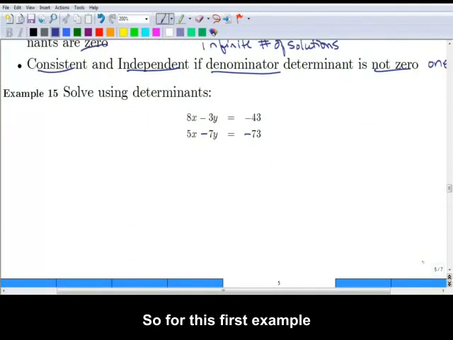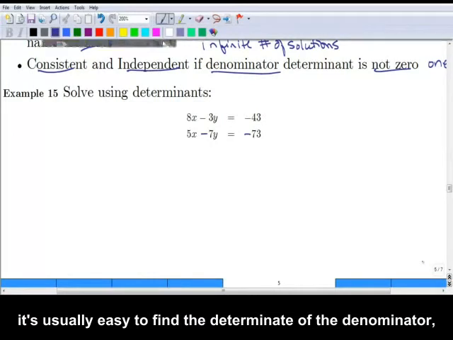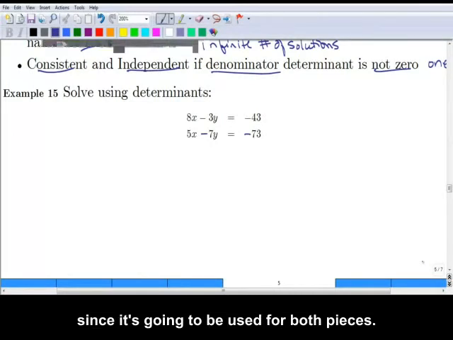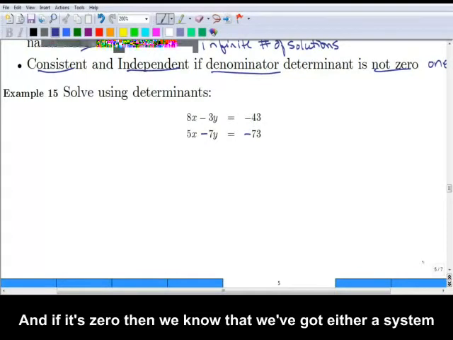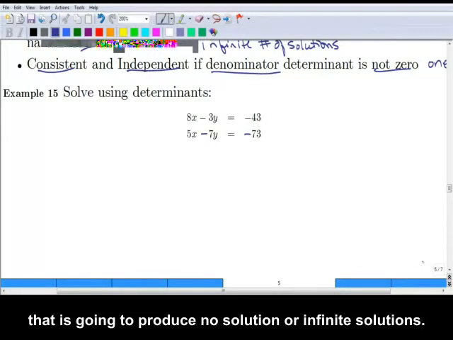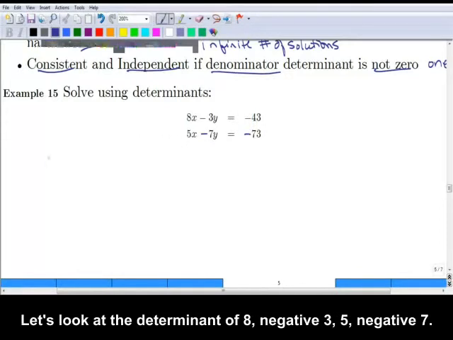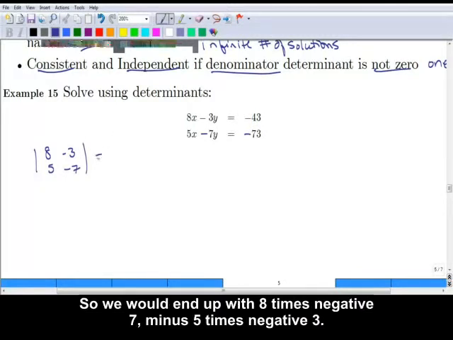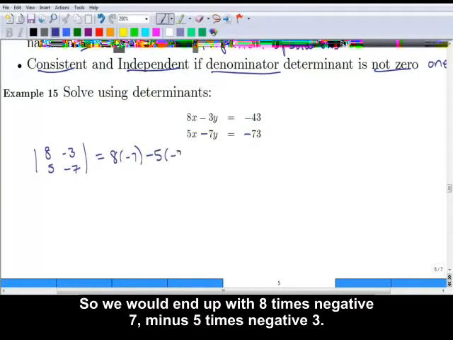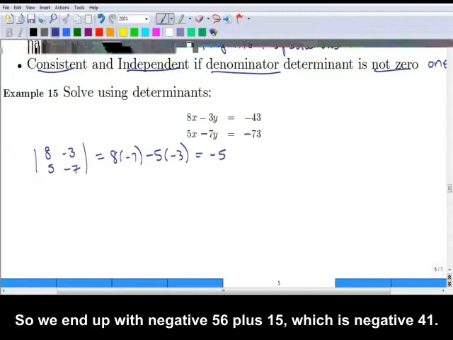So for this first example, it's usually easy to find the determinant of the denominator since it's going to be used for both pieces. And if it's 0, then we know that we've got either a system that is going to produce no solution or infinite solutions. So first things first, let's look at the determinant of 8, -3, 5, -7. So that's the denominator for both of these. So we would end up with 8 times -7 minus 5 times -3. So we end up with -56 plus 15, which is -41.